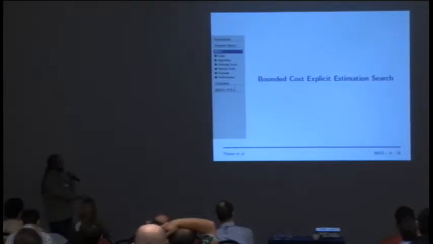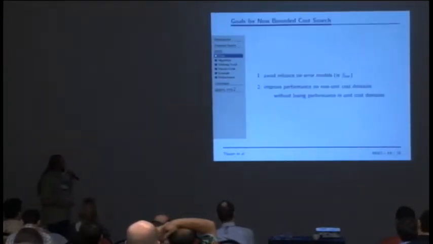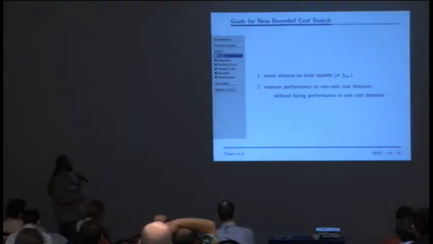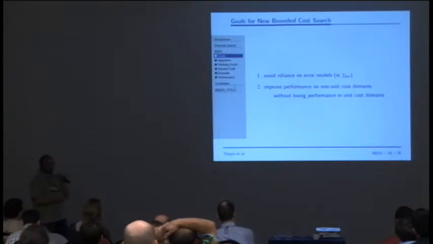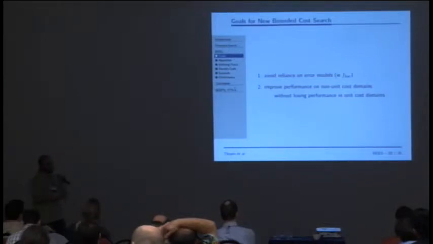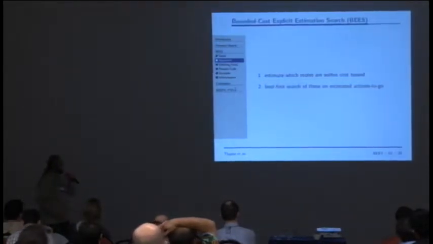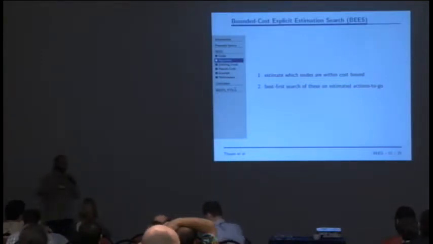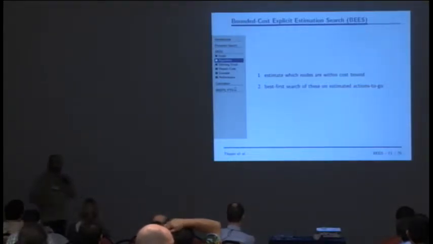So BEES, or bounded cost explicit estimation search, corrects this. The two things that it's really trying to fix for is, we want to move away from these error models because we may not know that about a problem a priori. And we want to get better performance on domains with action costs without sacrificing performance on unit cost domains where potential search was already pretty good. The way we're going to get there is we're going to estimate which nodes are within the bound. So we're not going to rank them on probabilities, we're just going to make a binary decision: are you in or are you out? And then of those nodes that we think are within the bound, we're going to search on those in order of estimated number of actions remaining.